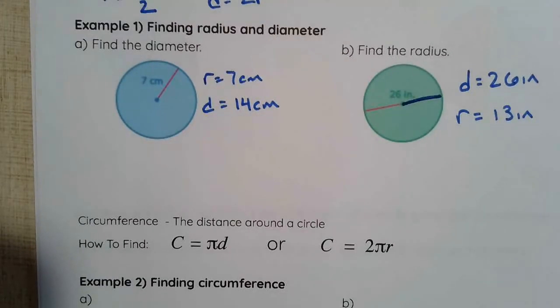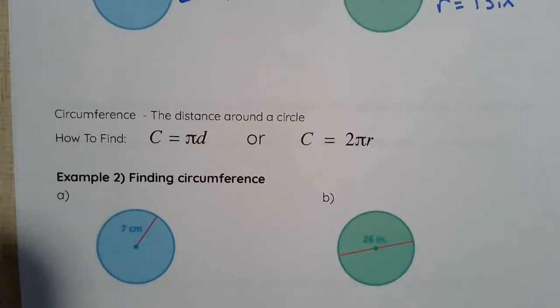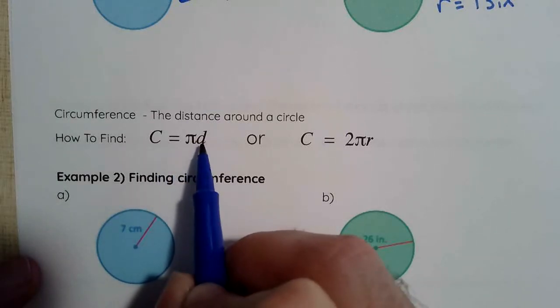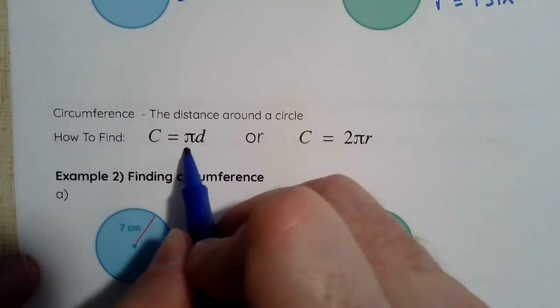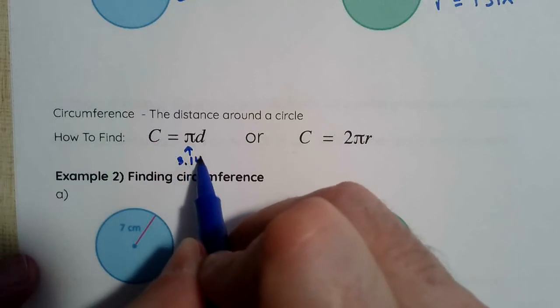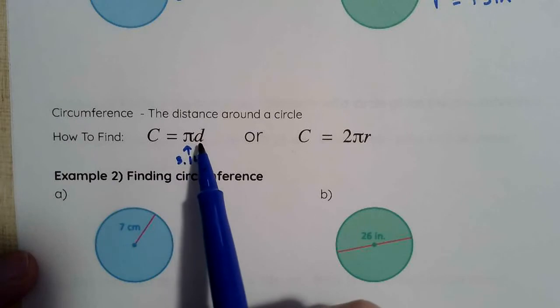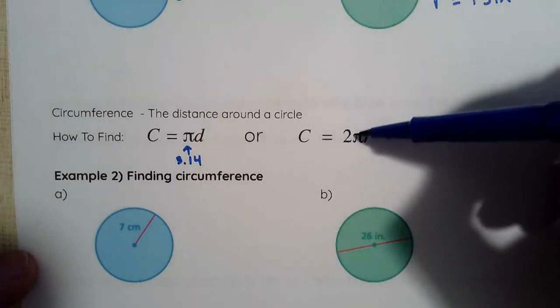Now let's talk about the circumference. The circumference is the distance around the circle. We have 2 formulas for it, and they stem off the relationship between the radius and the diameter. The first one is the circumference equals pi times the diameter. Pi is the value of 3.14. Or we can use circumference equals 2 pi r.